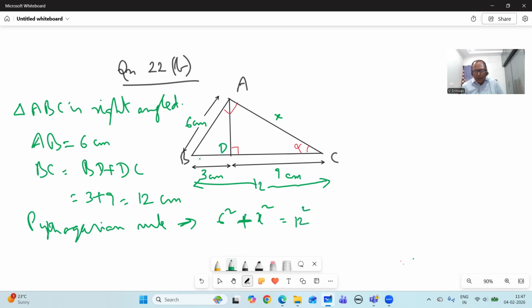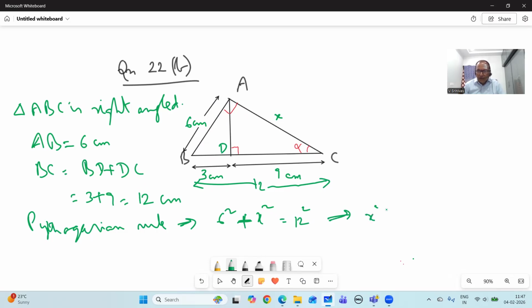The Pythagorean rule says hypotenuse square is equal to the sum of the squares of the other two sides. They are 6 and x. So the square of 6 is 6 square, the square of x is x square. Add them. Their sum is equal to hypotenuse square, which is 12 square. So from here you can calculate x square.